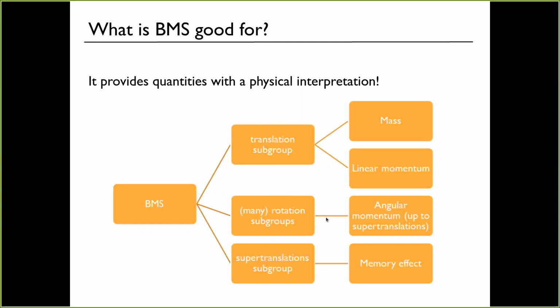Similarly, there are rotation subgroups, in fact many, but I'll not go into that detail, that allow you to define angular momentum up to the supertranslations, which are connected to the fact that there are many, but again, minor detail. And then, of course, there are the supertranslations, and those are intimately connected to, say, the gravitational wave memory effect.